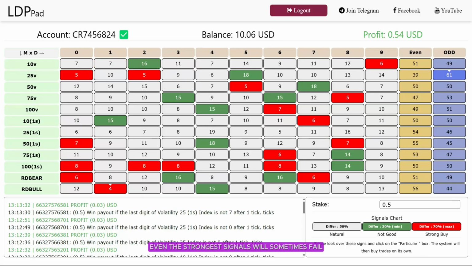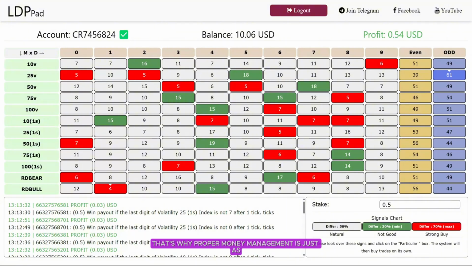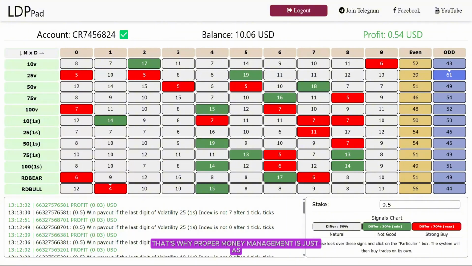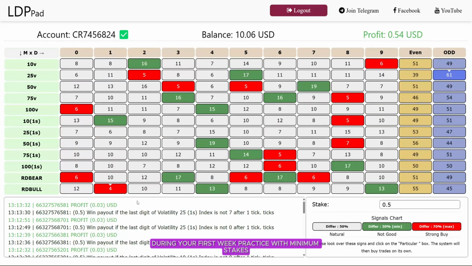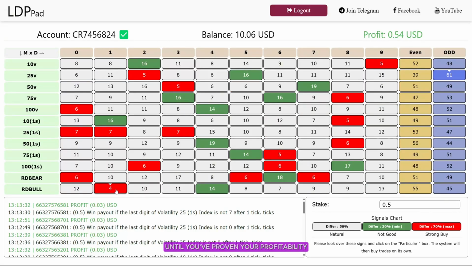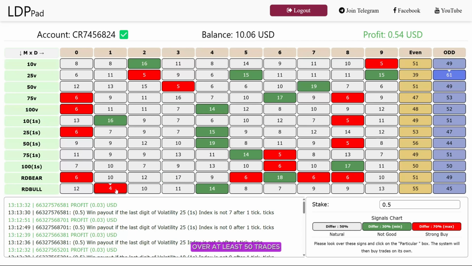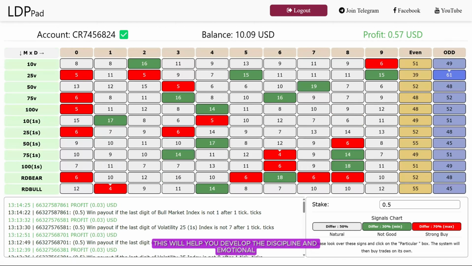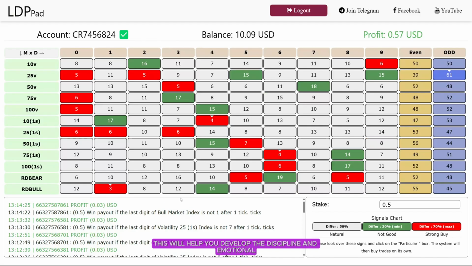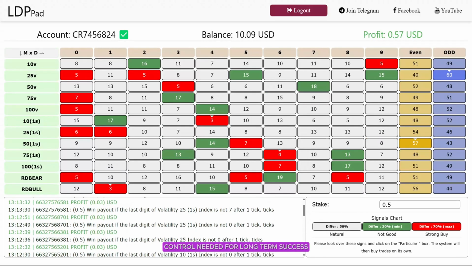Even the strongest signals will sometimes fail. That's why proper money management is just as important as the strategy itself. During your first week, practice with minimum stakes until you've proven your profitability over at least 50 trades before considering larger positions. This will help you develop the discipline and emotional control needed for long-term success.